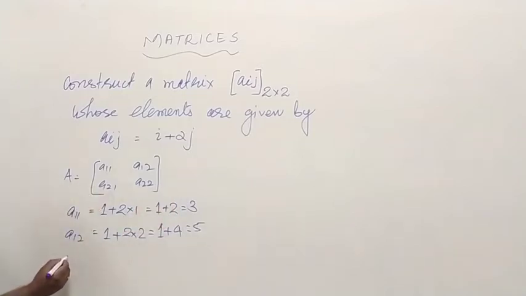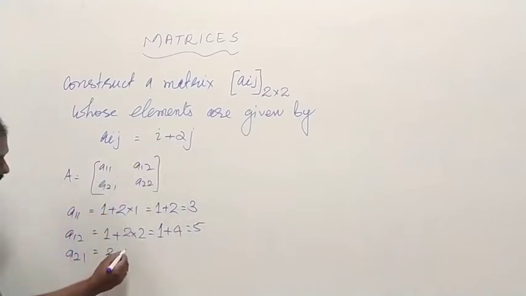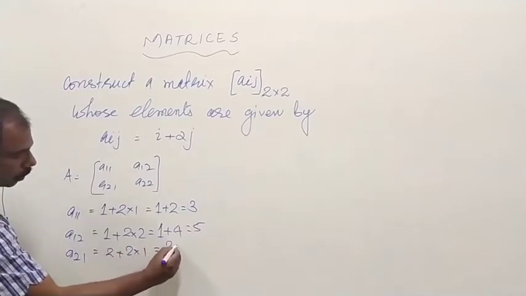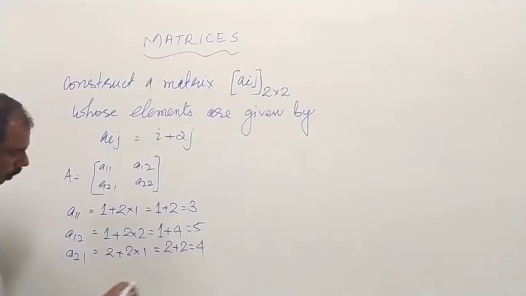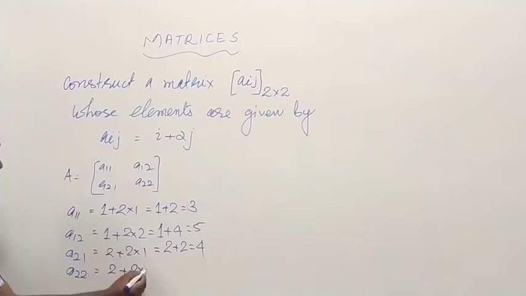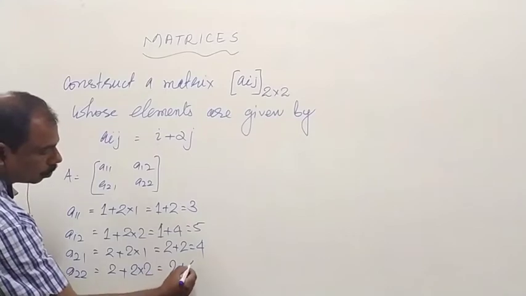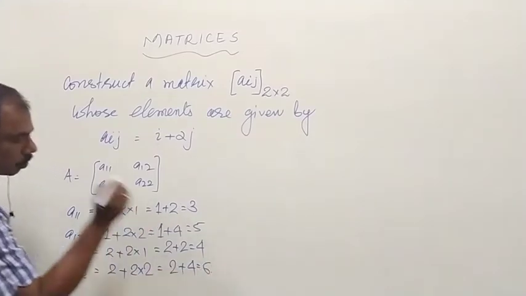Then the next element, of the form A21, is equal to 2 plus 2 times 1, that is 2 plus 2, equal to 4. The last element, A22, is equal to 2 plus 2 times 2, that is 2 plus 4, equal to 6.